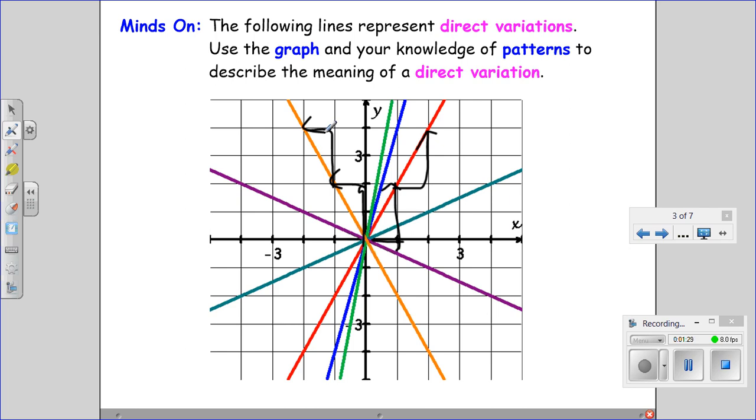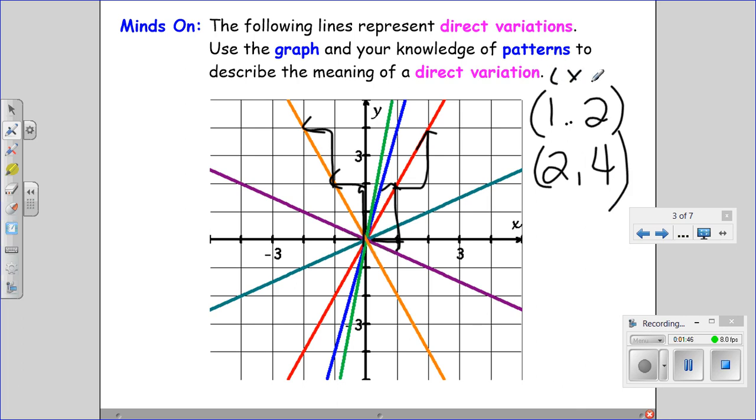How could I get the y value from an x value if I look at those graphs? For the red one, x is 1, y is 2. So I've got the point (1, 2). And I've got the point (2, 4). What happens to the x to get the y? Take a minute and think about that. The y value is found by doubling the x value, or multiplying by 2.